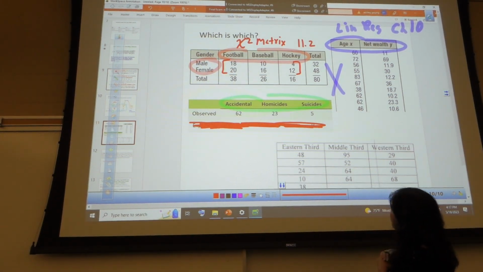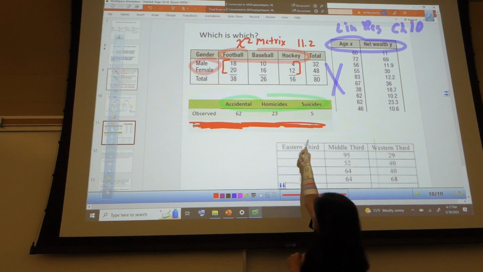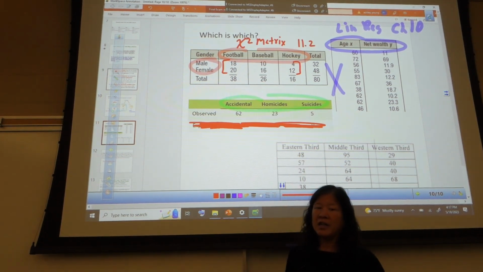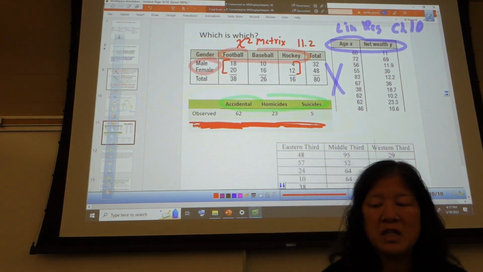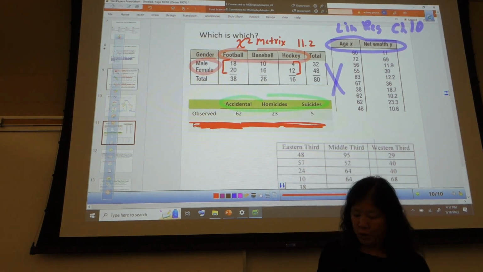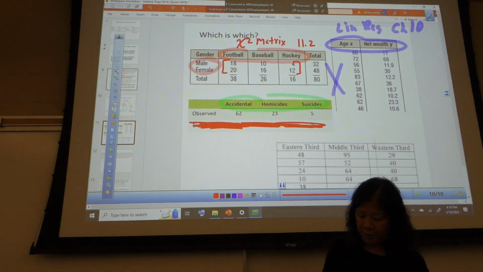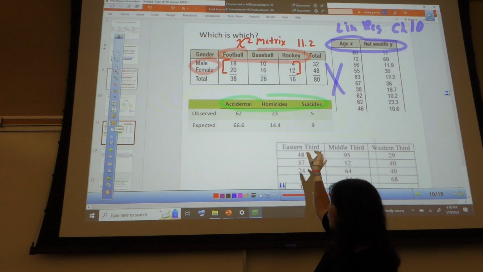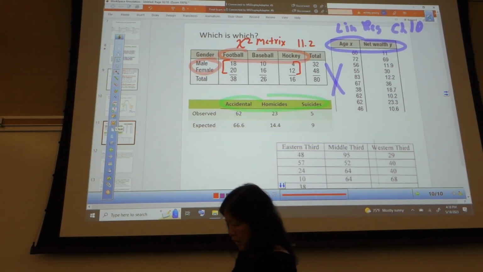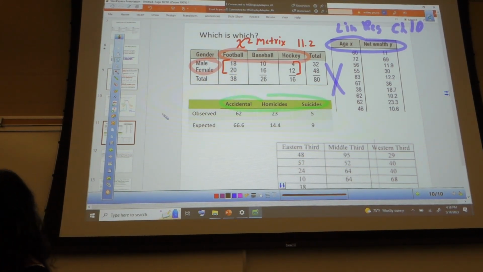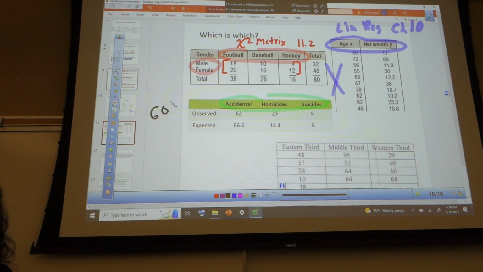So this is really what the observed values are. And then because it's so easy, it's just kind of right there and so small, we just put the expecteds right below it so that they're all kind of there and easy to find. So this here is the GOF test, 11.1.